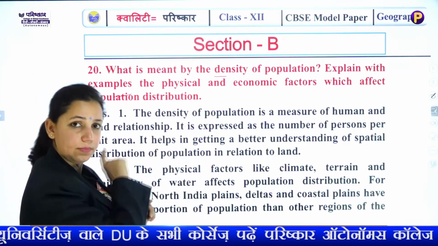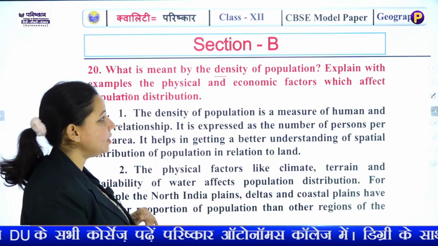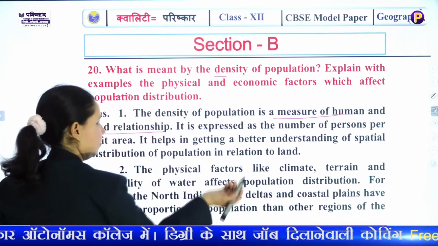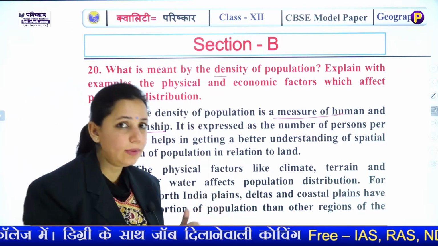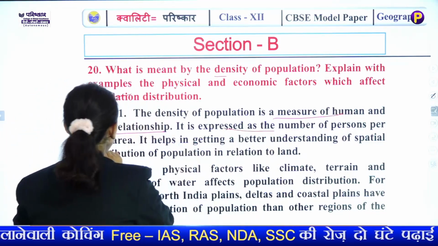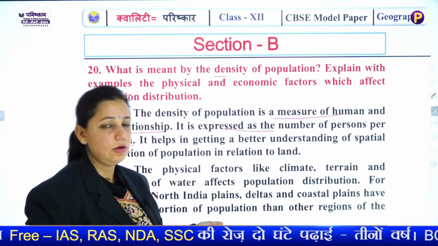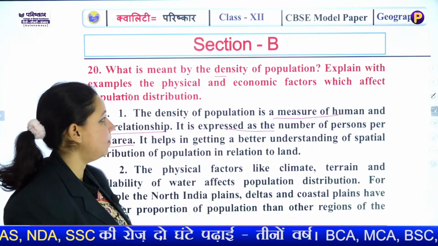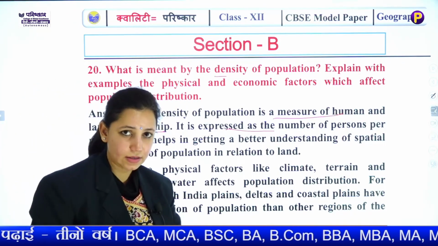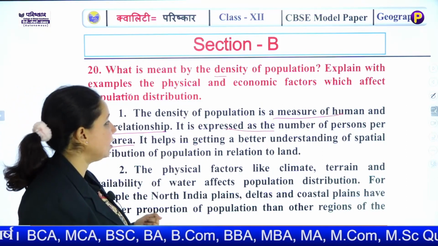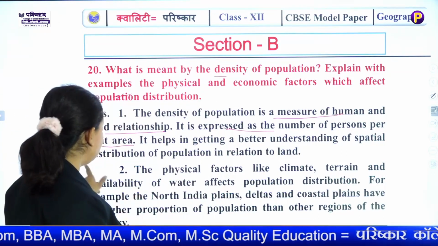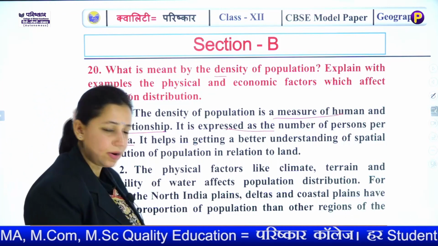Now first answer the first part. The density of population is a measure of the human and land relationship. We know that density measures the human and land relationship, the ratio. It is expressed as a number of persons per unit land. So it is expressed as number of persons per unit area. We say persons per square kilometer. This is density. It helps in getting a better understanding of the spatial distribution of population in relation to land. So here you answer your first part of the question.